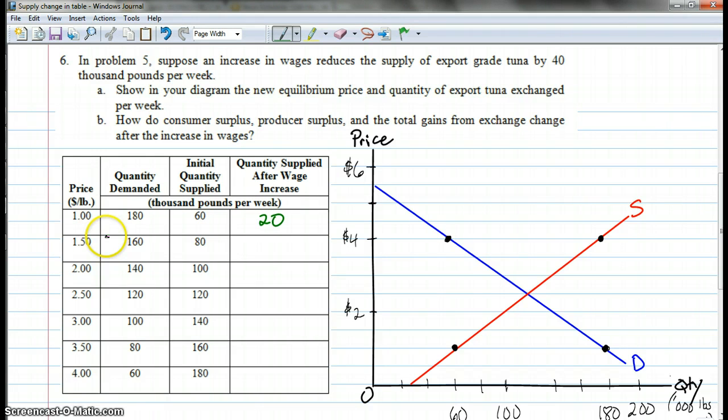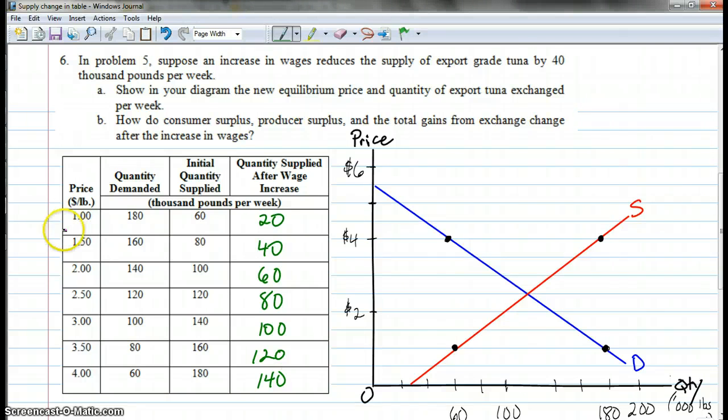Likewise, at a $1.50, formerly 80,000 pounds supplied, now 40,000 pounds supplied. At a $2 price, 60,000 pounds. At a $2.50 price, 120 minus 40 is 80,000 pounds, and so forth. So now I have the data for my supply curve, but I only have to plot 2 points to make a straight line supply curve.